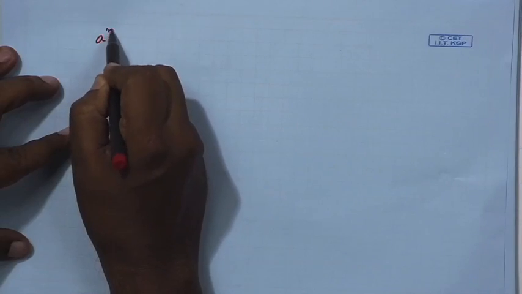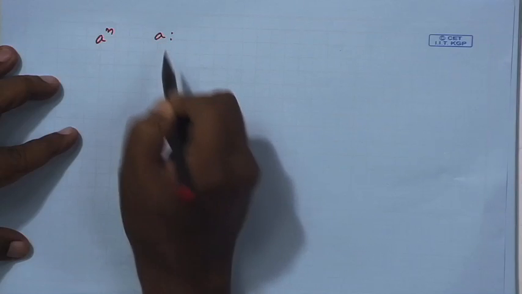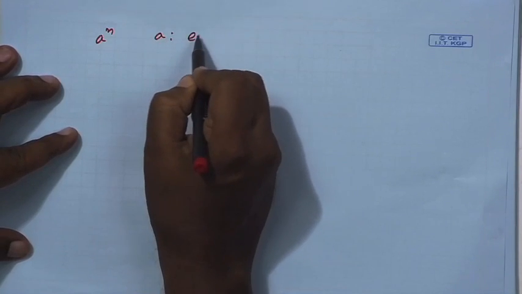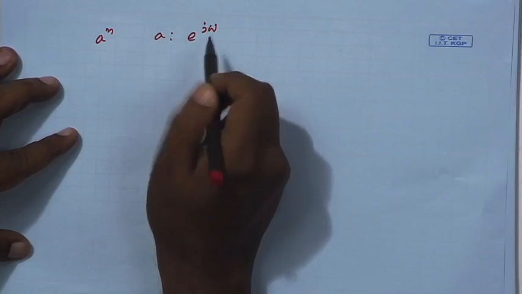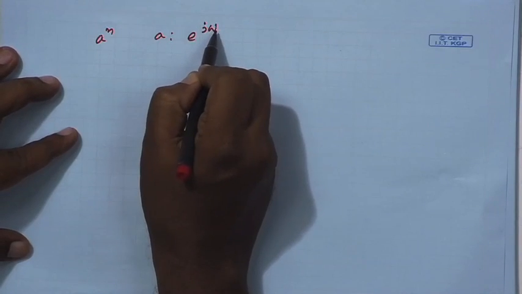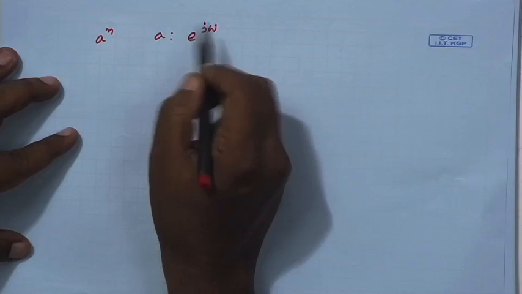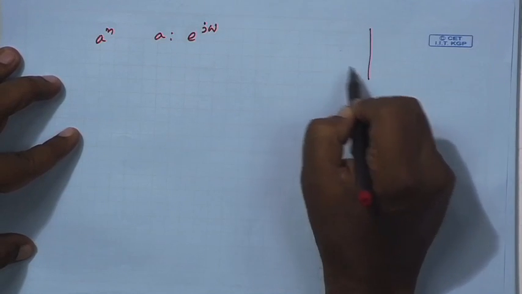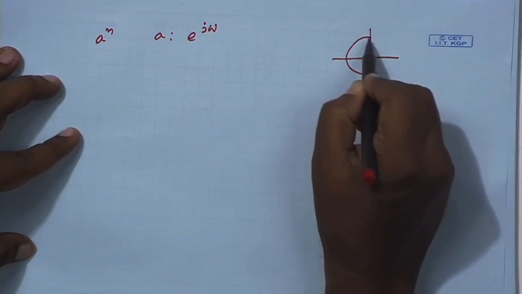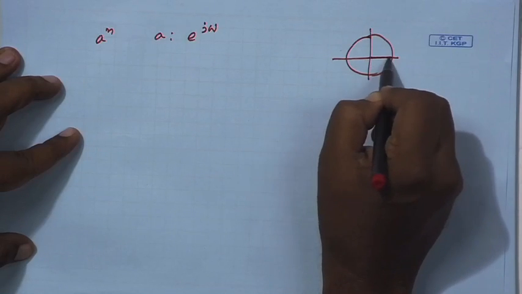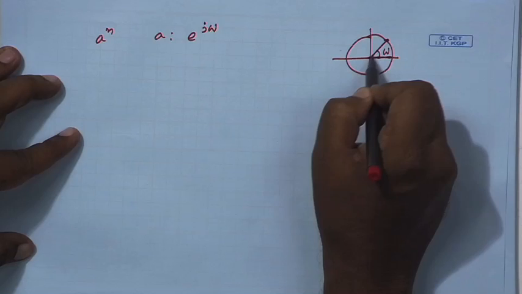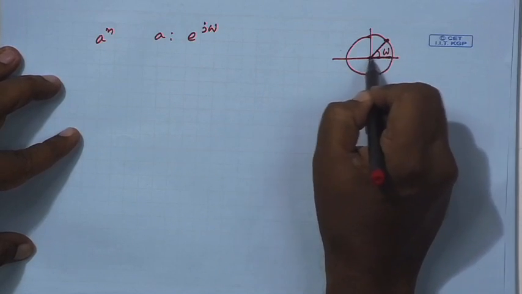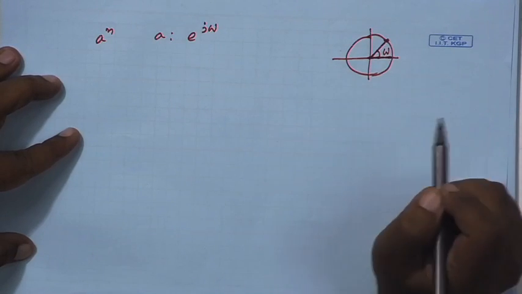Suppose, like I was taking a to the power n, I take A to be a complex constant e to the power j omega, that is a complex number with magnitude 1, phase omega. So, the z domain is a complex plane. If you have a unit circle, that is a circle with unit radius, this will be this angle omega. So, this is e to the power j omega. This much is cos omega, this much is sin omega: cos omega plus j sin omega.